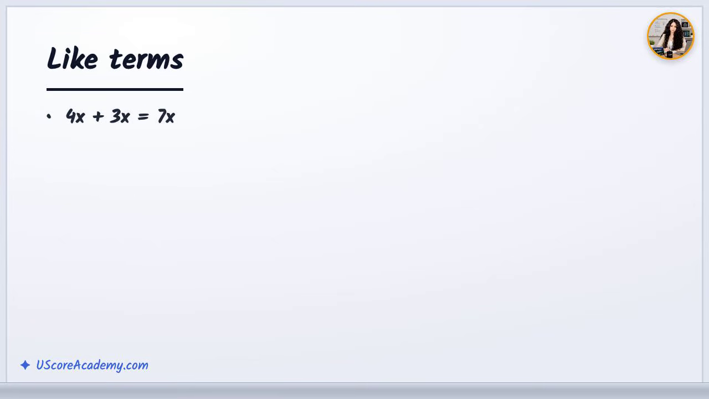Like terms have the exact same variable. 4x plus 3x is 7x. We just add the numbers in front, called coefficients. But x and y are different, so they can't be combined. Only matching variables go together.